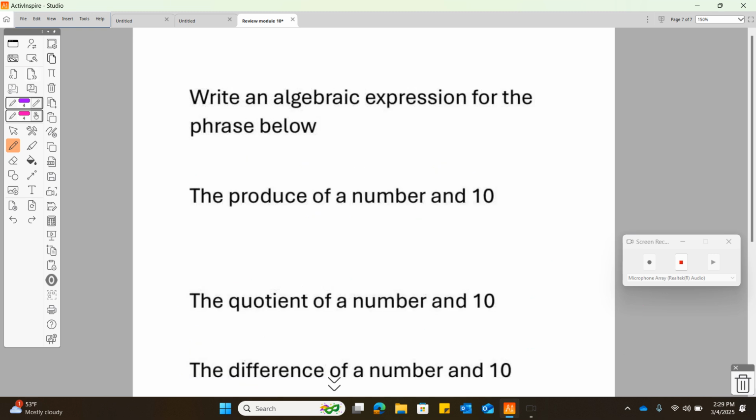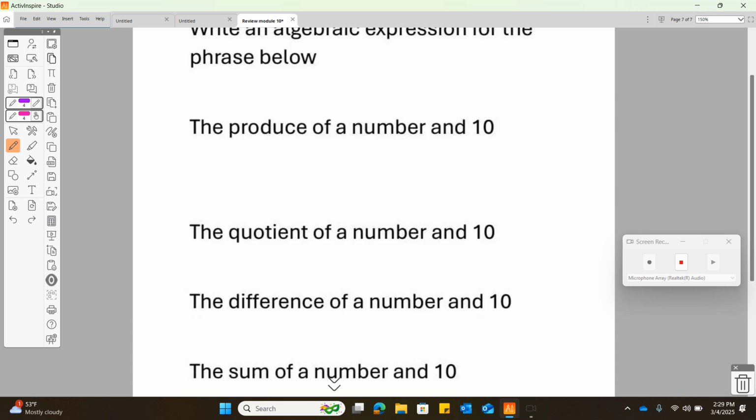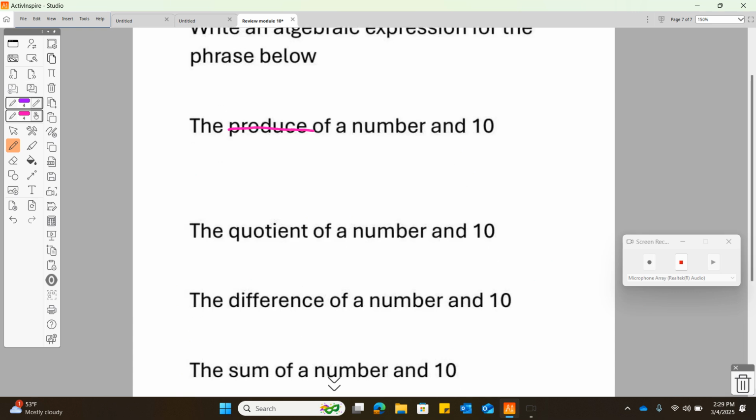I made a mistake. It is not the produce. It is the product. The product of a number. So you can use any letter. I'm going to use N. Product means multiplication. So 6 times N. But now that we are in algebra, it's 10 and then the letter N, okay?